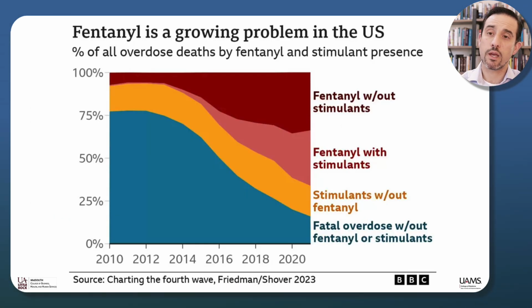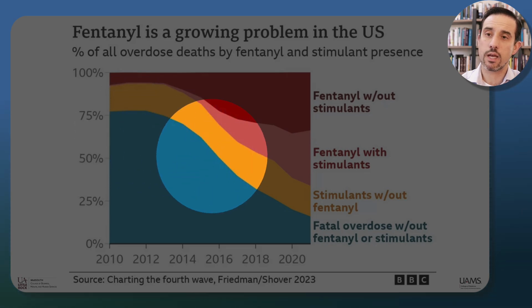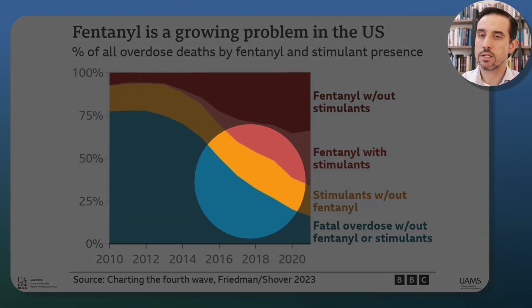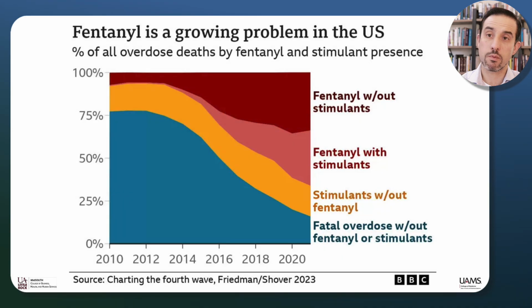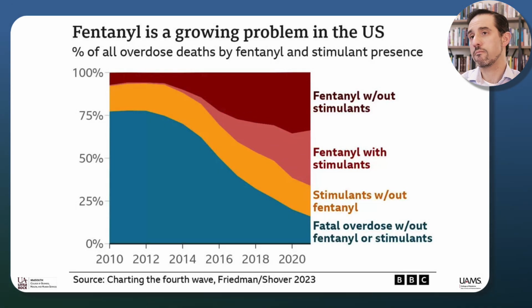Visualized another way, what you're looking at here is a fatal overdose without fentanyl or stimulants at all. And you can see that used to be the majority back in 2010 and now is the minority. Stimulants without fentanyl is this one here, this gold one. You can see that's been pretty consistent. But look at the fentanyl portion. That's the red and then the light, kind of like the salmon color. That went from very little back in 2010 to over 50% now in 2021. And again, that's driven very much by what's happening with this accidental fentanyl exposure.